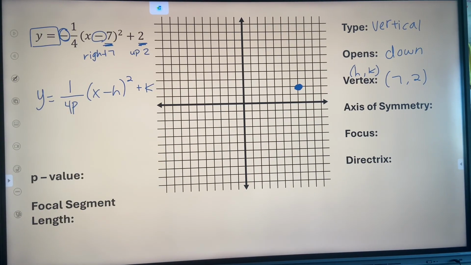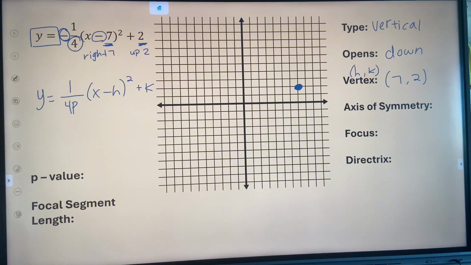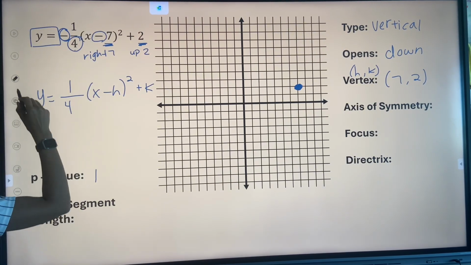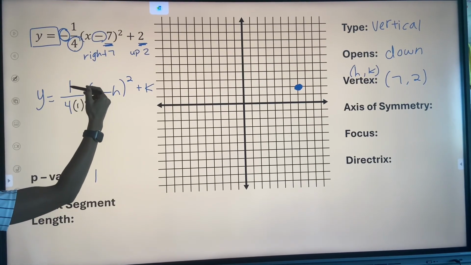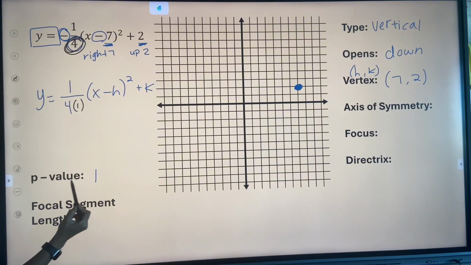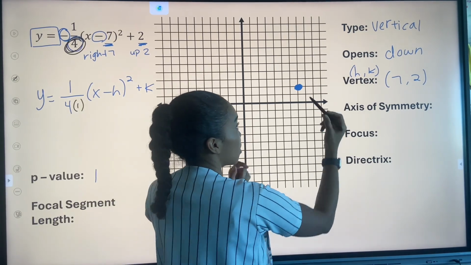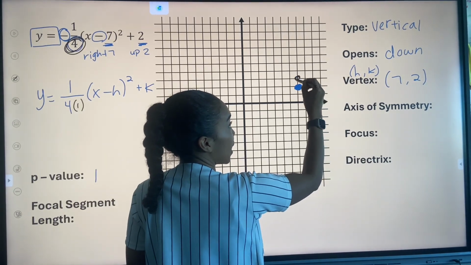Okay, now let's figure out the p-value. Everyone look at my finger. This is where the p goes. 4 times what will give you this 4? 1. That means your p-value is 1. Because what you did was you erased this p, you plugged in a 1. 4 times 1, you get 4. That's how they got that. So your p-value is 1. Your p-value tells you how far away your focus and your directrix are. So your focus is going to be 1 space away.